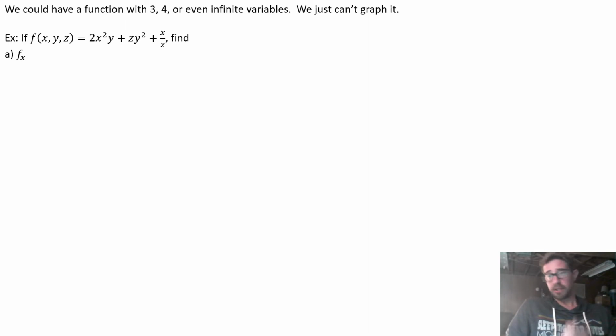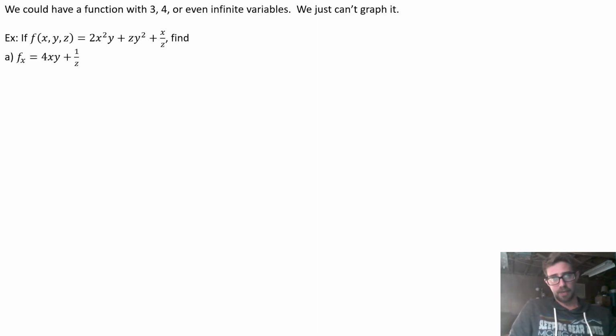If you're doing fx, you treat y and z like a constant. So the derivative of 2x squared y is just going to be 4xy. The derivative of zy squared is nothing because those are both constants, so 0. And the derivative of x over z, okay, that's the same as 1 over z times x. So the derivative of that is just 1 over z. Imagine if that's like x over 2. The derivative of that is just 1/2. So boom, there you go.